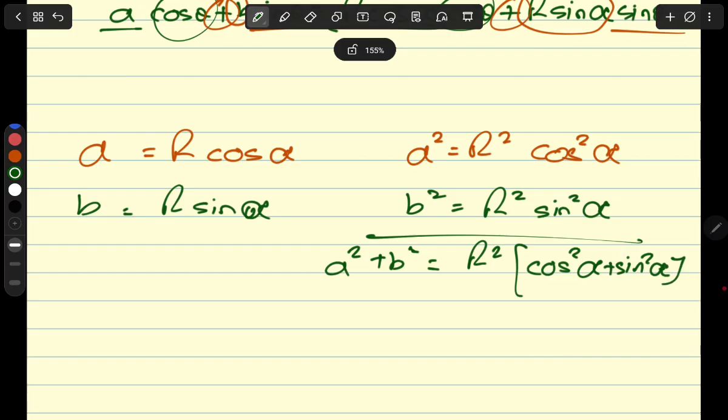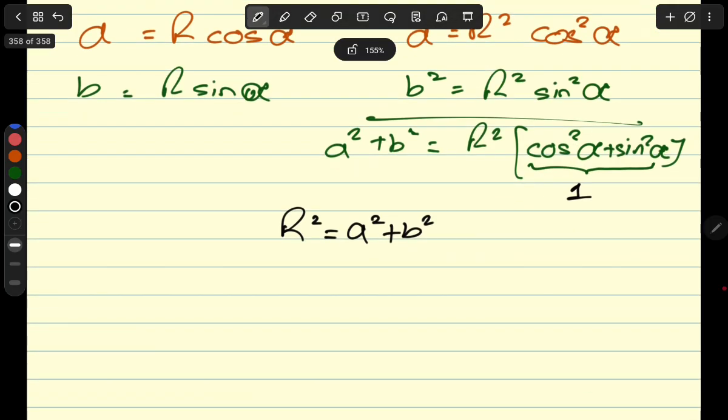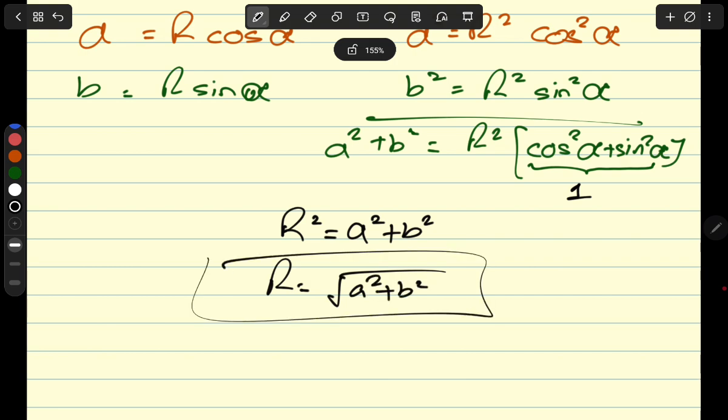Now what identity do we know here? I'm pretty sure you guys, whoever is watching, just blurted out that this must be equal to 1, and you are absolutely right. Therefore our r square is going to become a square plus b square for any value of alpha. Now r is simply the square root of a square plus b square, and so this is a huge find.